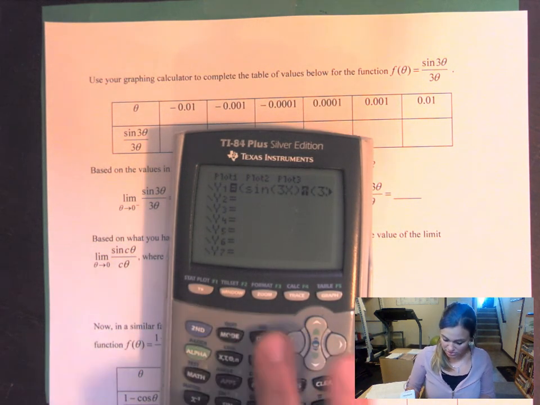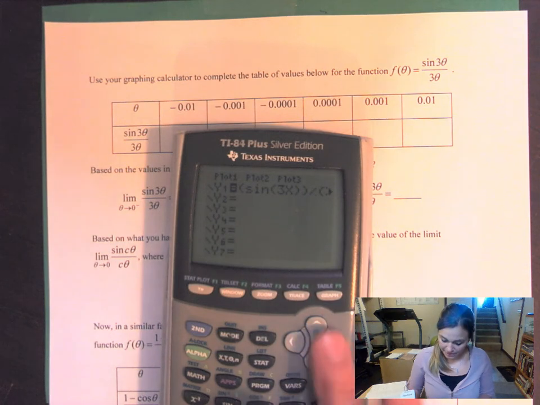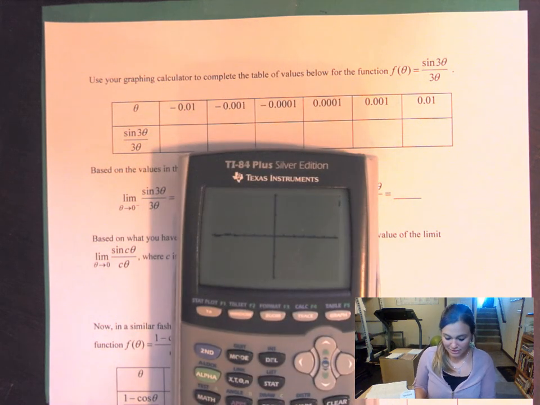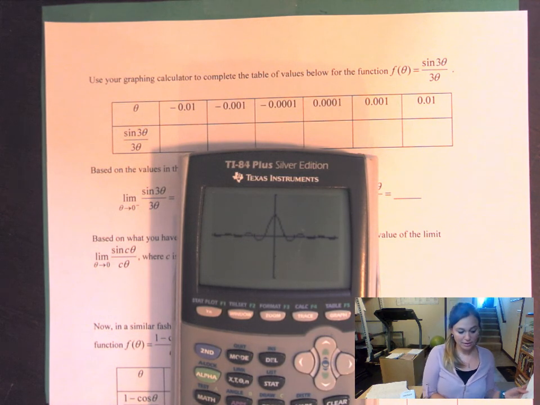Oh, sorry. So I'm going to insert. You can always do that. Be sure that you've got everything in the numerator in parentheses and everything in the denominator. Okay, so if I graph this, oh my goodness, it's like the same thing.